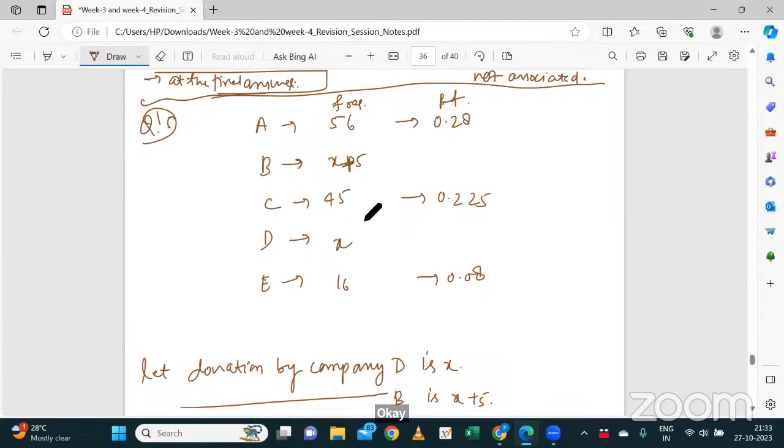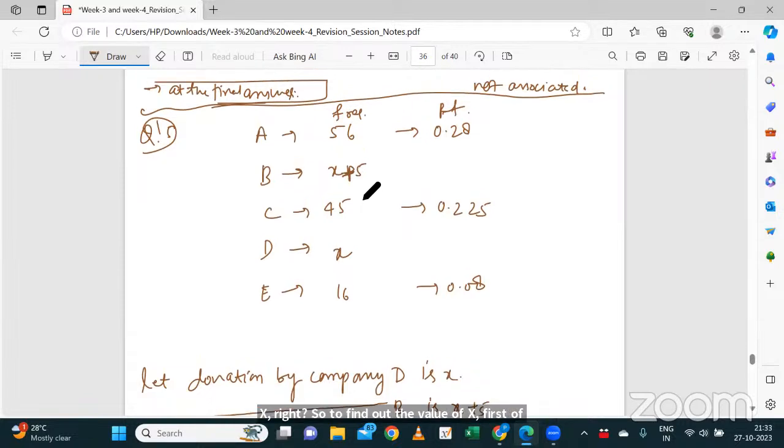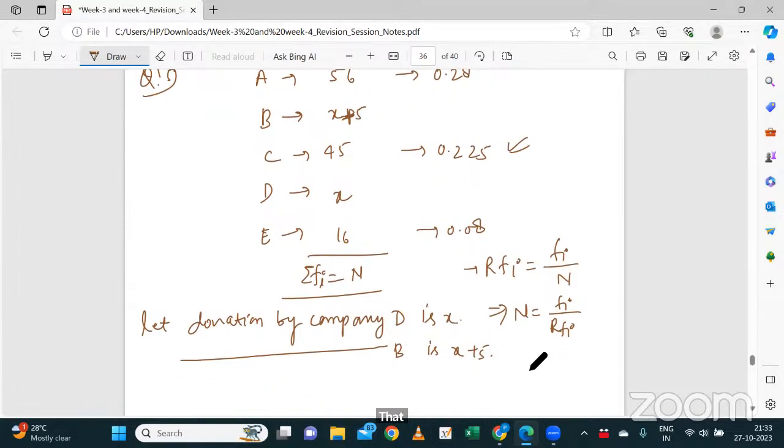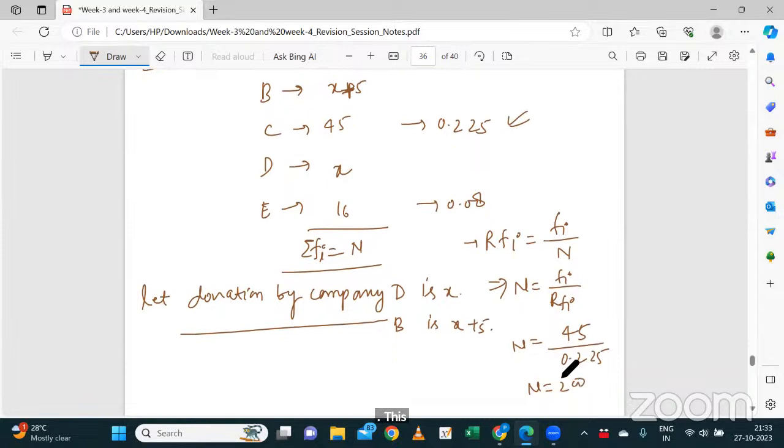To find the value of x, first of all we need the total number of observations. The sum of all the frequencies will give me the total, but I don't know it. How can I find it? We know the formula: the relative frequency of any ith cell is the frequency divided by the total. So the total is the frequency divided by the relative frequency. We can use any one of these. Let me do it for this one. The total is 200.